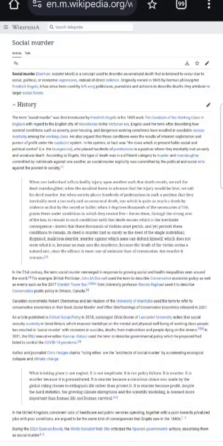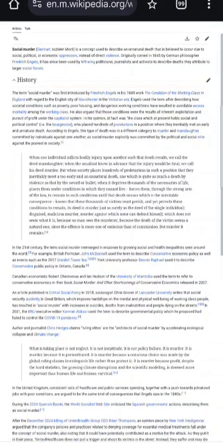In his opinion, at fault was the class which at present holds social and political control, for example, the bourgeoisie, who placed hundreds of proletarians, the working class, in a position where they inevitably met an early and unnatural death. According to Engels, this type of death was in a different category to murder and manslaughter committed by individuals against one another. Social murder explicitly was committed by political and social elite against the poorest in society.